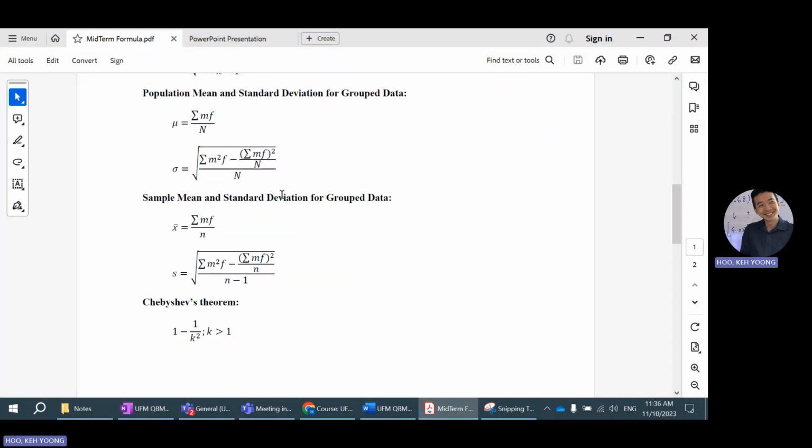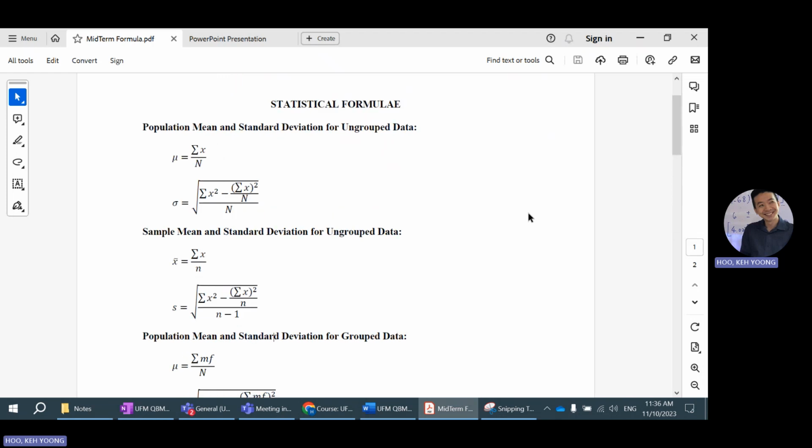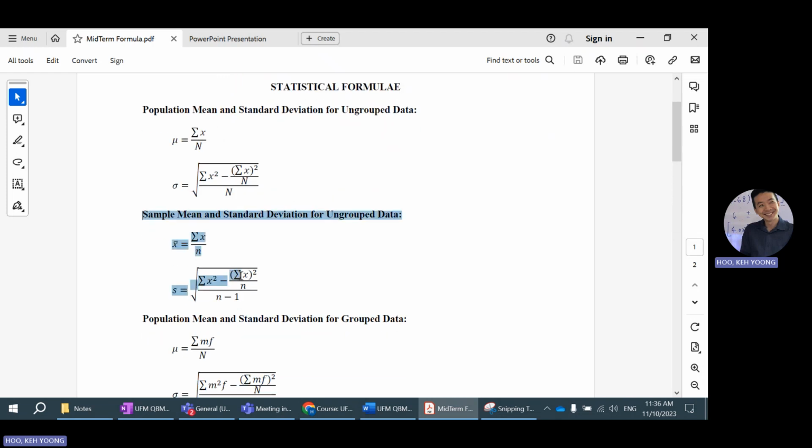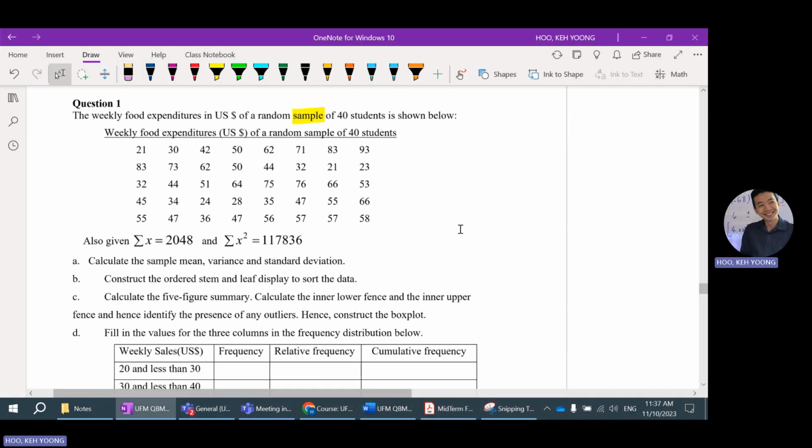The formulas, if you look at your formula sheets, you will be using this one. Sample mean, sample standard deviation for ungrouped data. This is ungrouped data given, so you use these formulas. I already give you the total x and total x squared, but in your midterm, you will have to find it yourself. It's not given. To speed up the revision I've given it to you here.